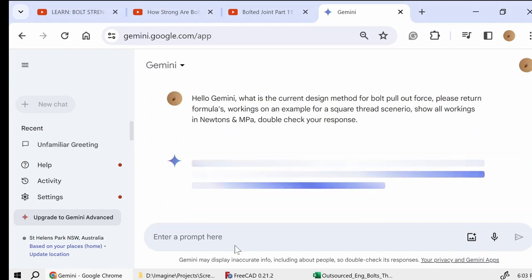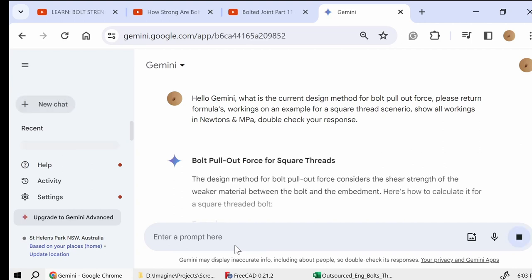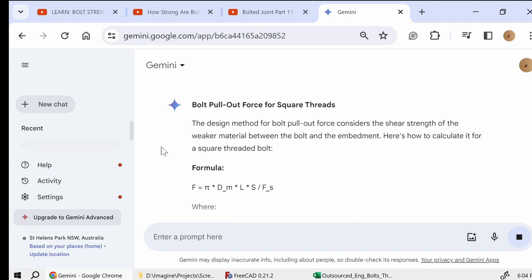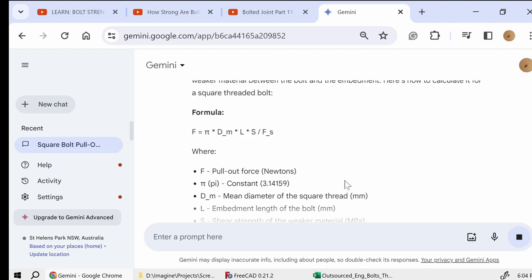Bolt pullout force for square threads. The design method for bolt pullout force considers the shear strength of the weaker material between the bolt and the embedment. Here's how to calculate it for a square threaded bolt.